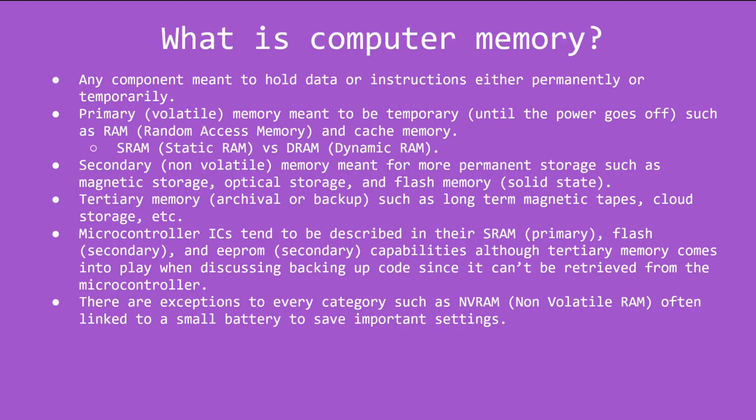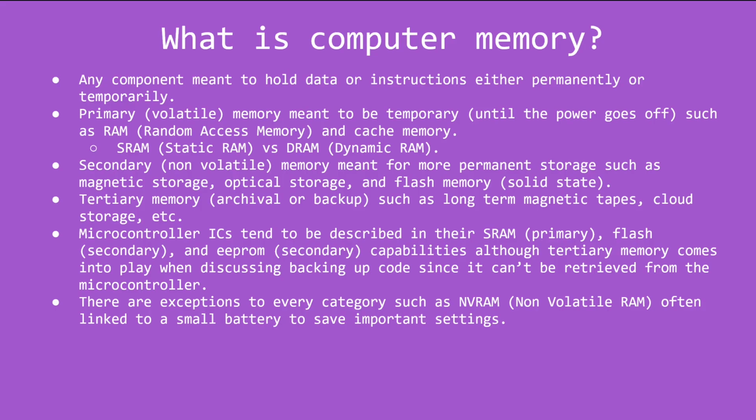So what exactly is computer memory? Well, it's any component that's meant to hold data or instructions either permanently or temporarily. You've got primary memory, which is usually volatile memory that's meant to be temporary until the power goes off, such as RAM, which is random access memory, and cache memory. SRAM, static RAM, is usually used with cache memory. Dynamic RAM is usually used with RAM.